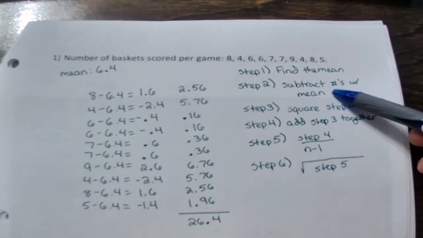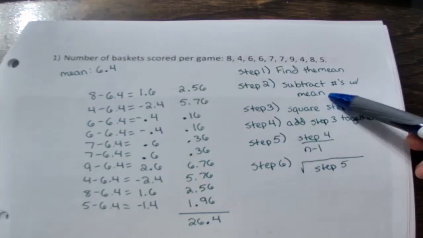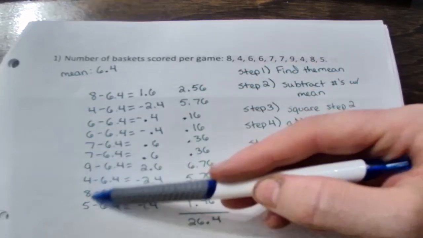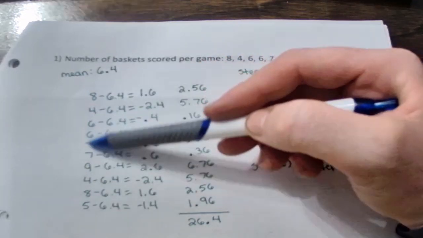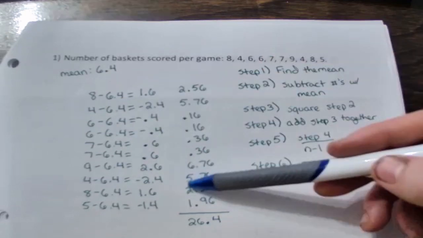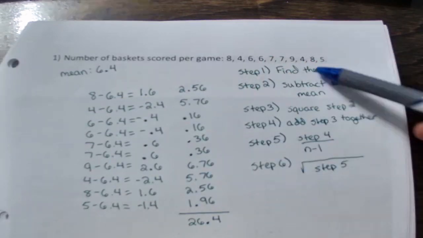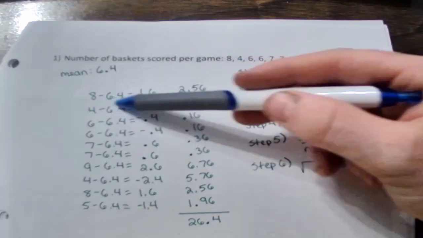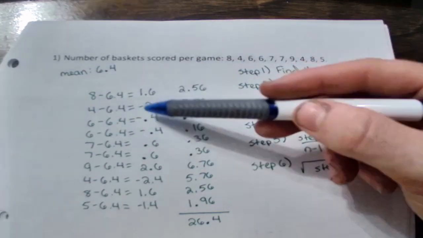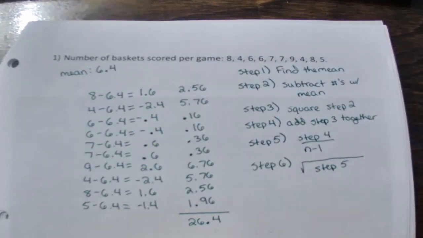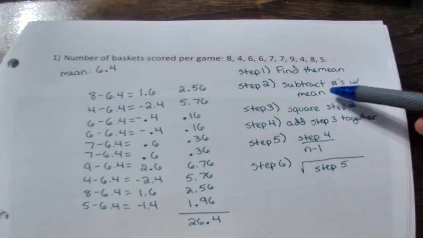The next step was subtract the numbers from the mean. So I went through each number. It does not matter if you put it in order or not, because in the end you'll see that you're just going to be combining them anyway. So you subtract those numbers from the mean. It is okay to have negative numbers because some of them are going to be smaller than the mean.